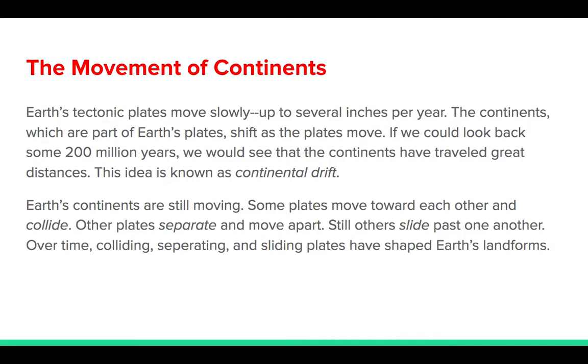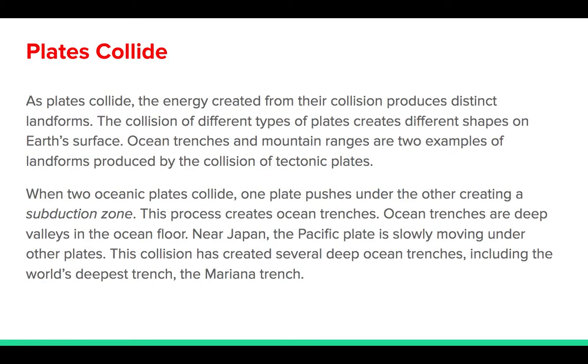Some plates move toward each other and collide. Other plates separate and move apart. Still others slide past one another. Over time, colliding, separating, and sliding plates have shaped Earth's landforms. Plates collide. As plates collide, the energy created from their collision produces distinct landforms. The collision of different types of plates creates different shapes on Earth's surface. Ocean trenches and mountain ranges are two examples of landforms produced by the collision of tectonic plates.